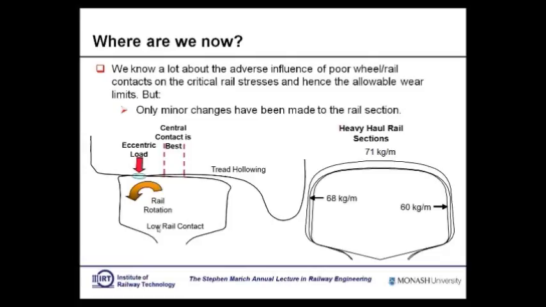We know a lot about the adverse influence of wheel and rail contacts on the critical stresses, and hence, of course, head wear limits. How far can we push, how far can we wear the rail out? And therefore, what is the wear life of the rails?